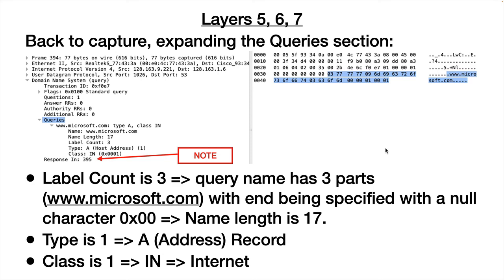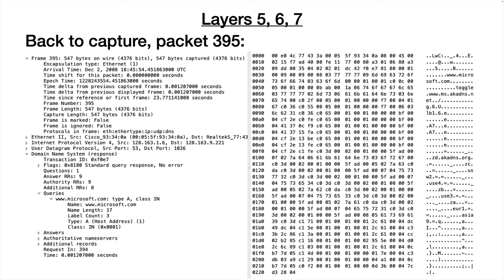We'll just take a really quick look at 395, and we see that this is a huge response with lots of answers, lots of resource records, and that type of thing. So that's a real brief discussion and example of layers 5, 6, and 7 of the OSI model.